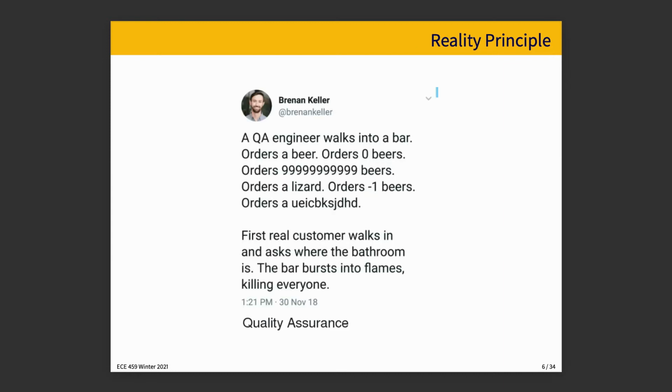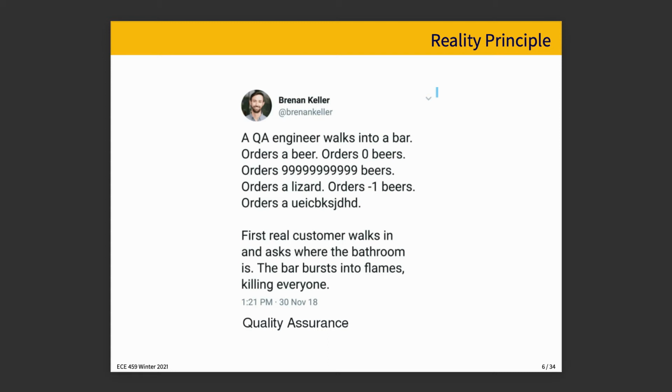Reality principle. This is one of my favorite tweets about software testing. A QA engineer walks into a bar, orders a beer, orders 0 beers, orders 9999999 beers, orders a lizard, orders -1 beers, and then a cat walks on a keyboard. First real customer walks in and asks where the bathroom is, and the bar bursts into flames, killing everyone. That's quality assurance.